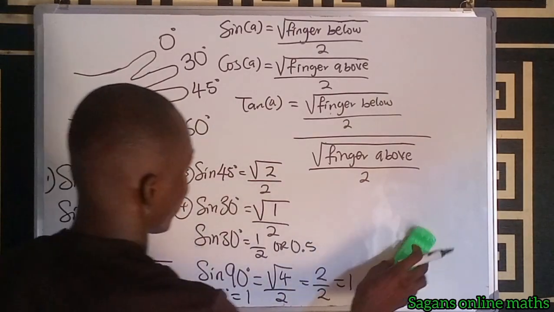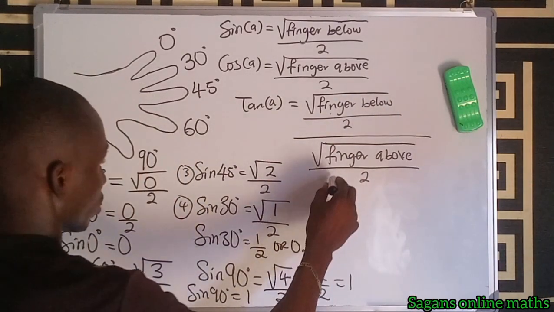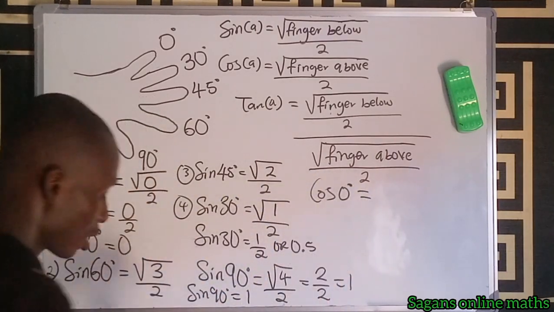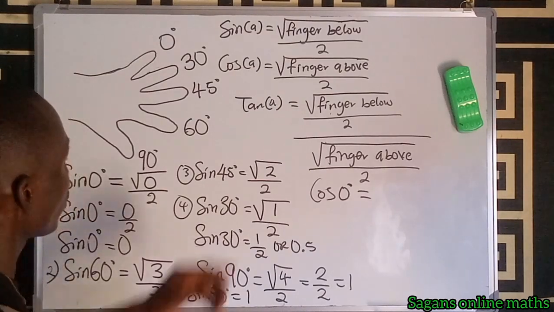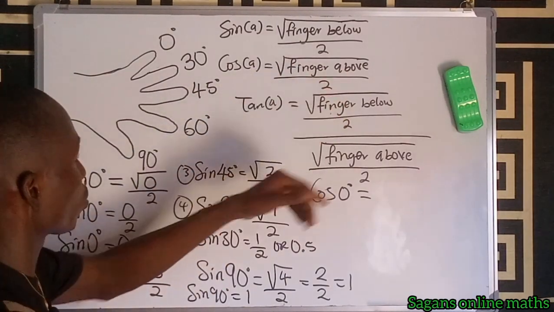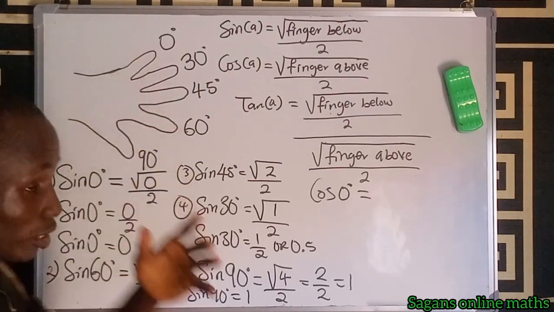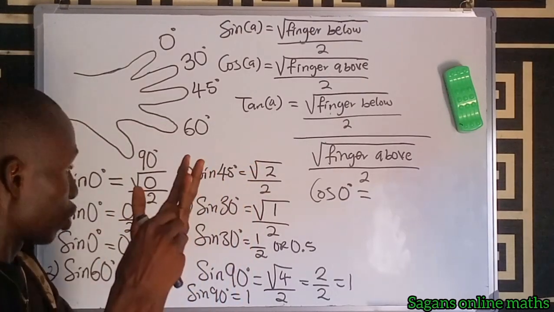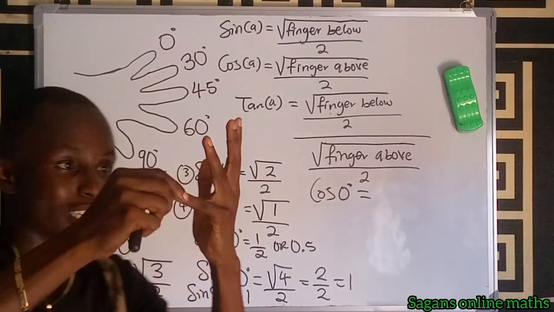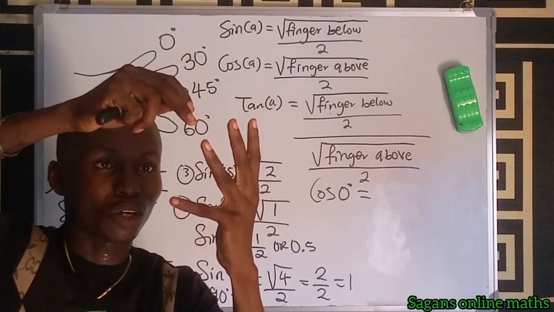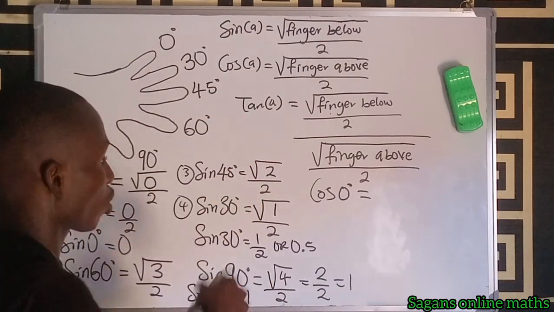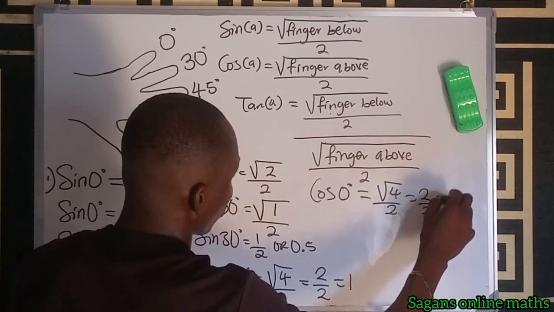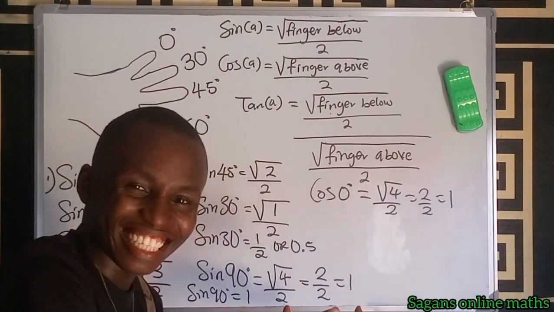Now let's consider cos. Let's start from 0. Cos 0 degree is equal to what? Take note that cos A is equal to the square root of the number above divided by 2. Look at 0 degree. Above, how many fingers are we having? 1, 2, 3, 4. So cos 0 degree is equal to the square root of 4 divided by 2, which is 2 divided by 2, which is equal to 1. This is amazing.